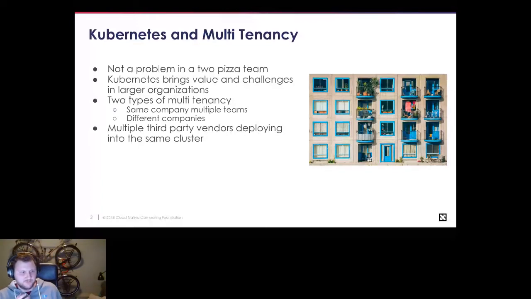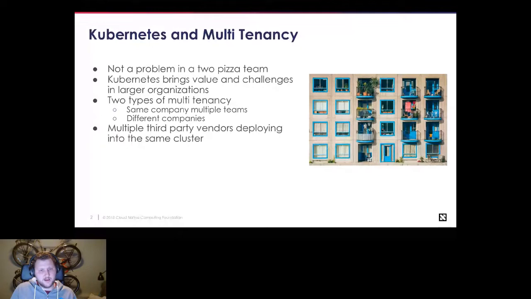There are two types of multi-tenancy, really. You have the soft tenancy, if you want to call it that, which is one company that runs multiple teams within the same cluster. And then you might have a solution where a third party hosts a Kubernetes cluster that has multiple different companies running inside of it, where each company might get a single namespace. And that's more like a hard tenancy.